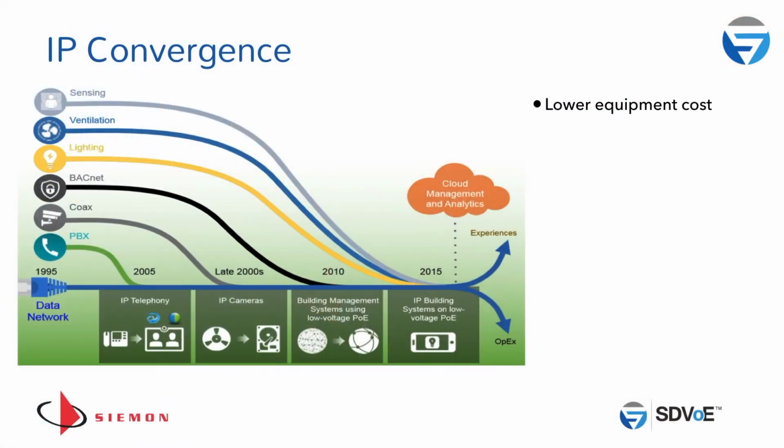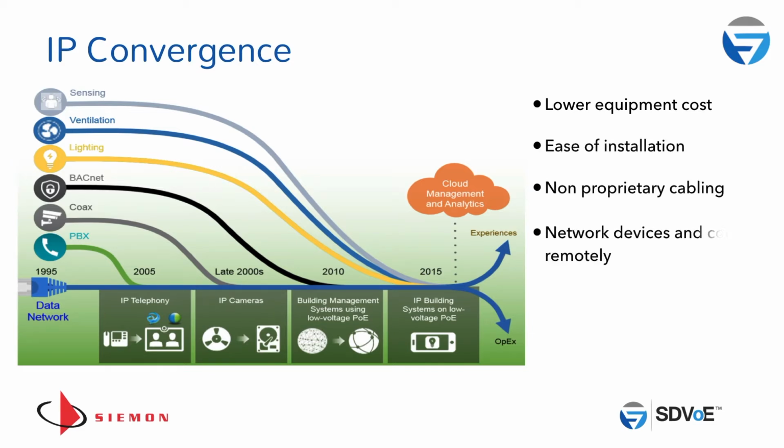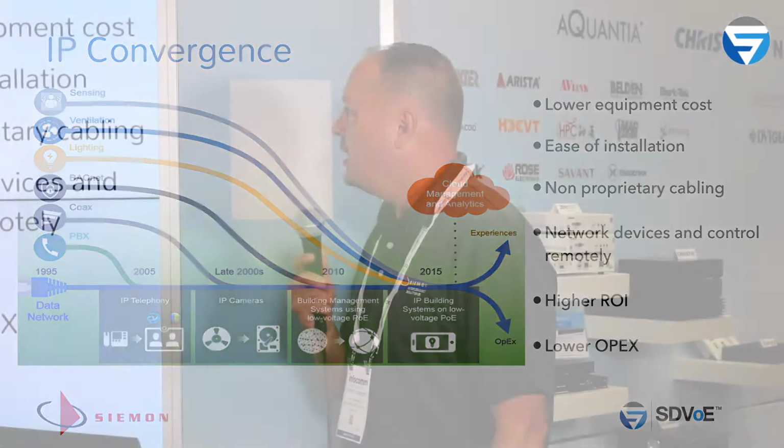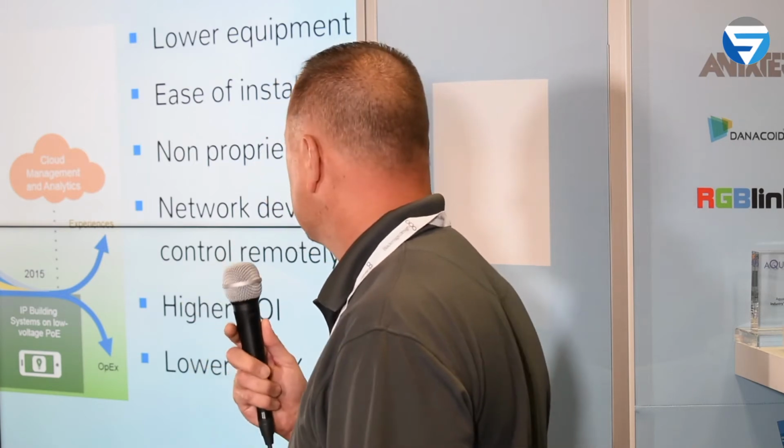So there are some obvious benefits to why convergence is happening on Ethernet. There's certainly lower equipment cost, since a lot of the infrastructure already exists with the network switches and the cabling infrastructure that's already in the walls. So really there's a lower OPEX and a higher ROI for cabling infrastructure. It's the ease of installation. It's non-proprietary cabling systems, whether it's Cat5e, Cat6, Cat6a, whatever infrastructure the AV system can run over, it can be utilized. And then obviously there's networking of the AV equipment and remote control from centralized locations.